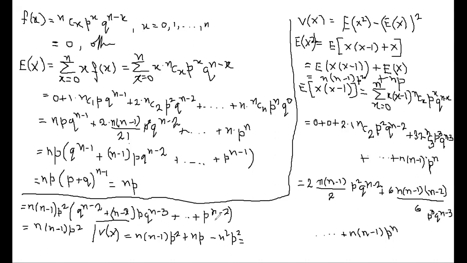If you simplify this, n into n minus 1 means n square minus n, and the whole thing is multiplied by p square. So n square p square minus n p square, plus this part, np, and this one, minus n square p square. So n square p square gets cancelled out and we are left with minus np square plus np.